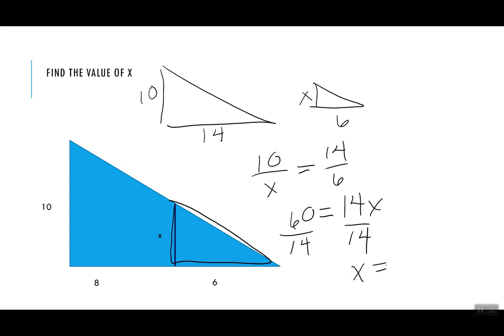This gives me 4.29, if I decide to make it into a decimal. If you just decide to leave it as a fraction, you could make it 30/7. Watch the homework, see what it asks you to do. On the test, I'll tell you what I want.